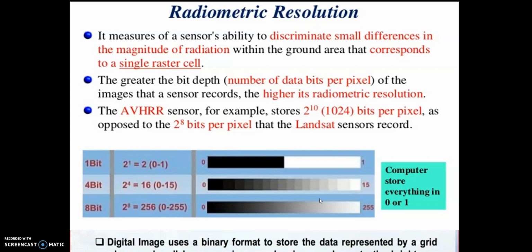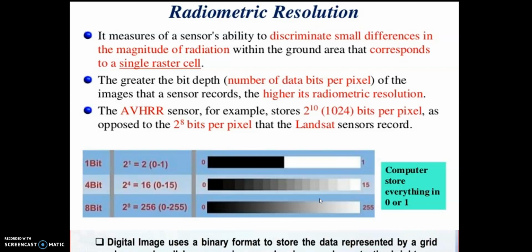For example, if you take the AVHRR sensor, it is able to have 10 bits of data. So this can be considered as a radiometric resolution of 2 to the power of n, where n represents the number of bits. So for the AVHRR sensor, the radiometric resolution is considered to be 1024 levels per pixel. For the Landsat, you will have 2 to the power of 8 per pixel.